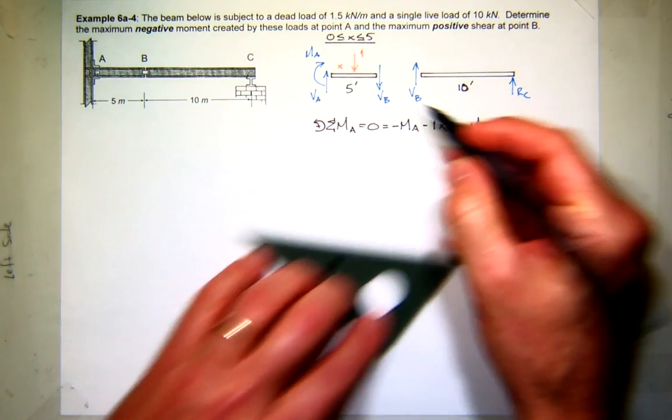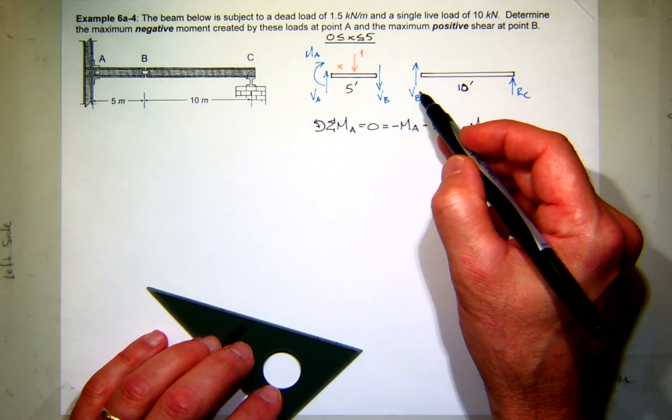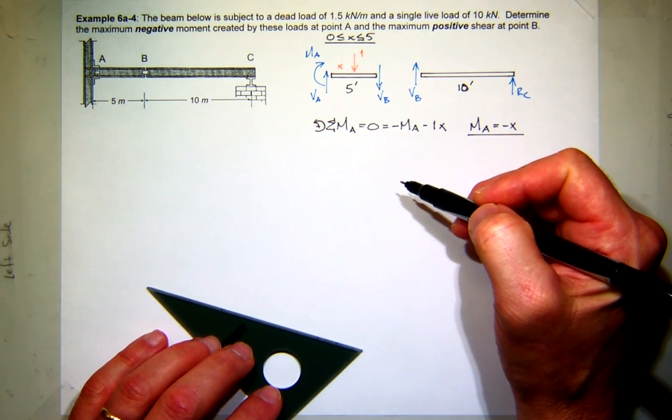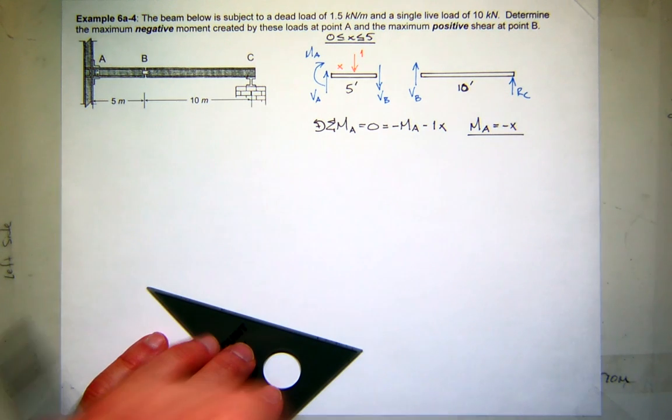Now, why did I not consider the shear at B? Because from the right side free body, we knew the shear at B was 0. Is that okay with everybody?